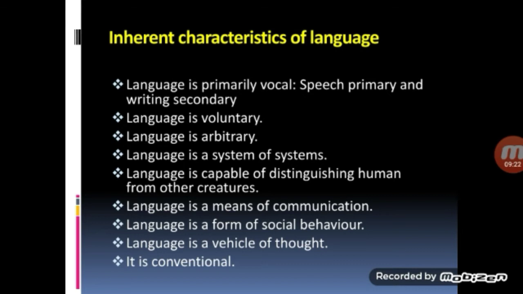Next characteristic is regarded with system. Language is a system of systems. It is basically a system, the principal function of which is communication. Language does this with the help of a number of interdependent systems. That's why language is sometimes called a system of systems. Language has a system of organizing sounds, system of making words, system of arranging words, system of organizing meaning, and system of visual symbols for writing.